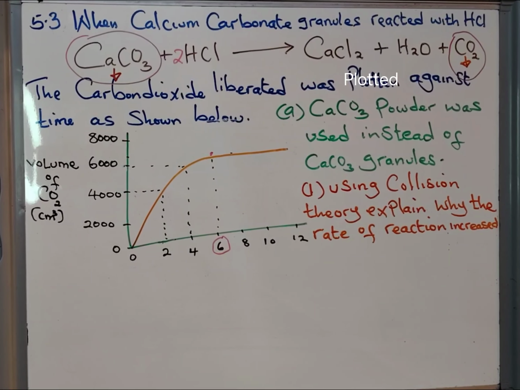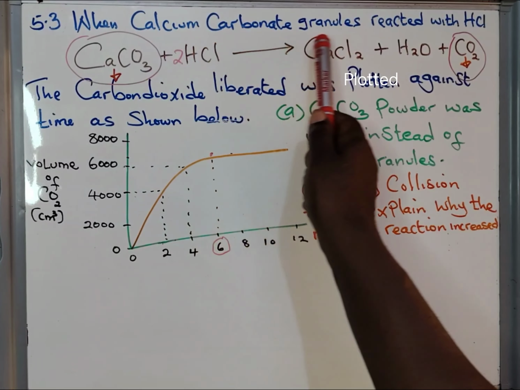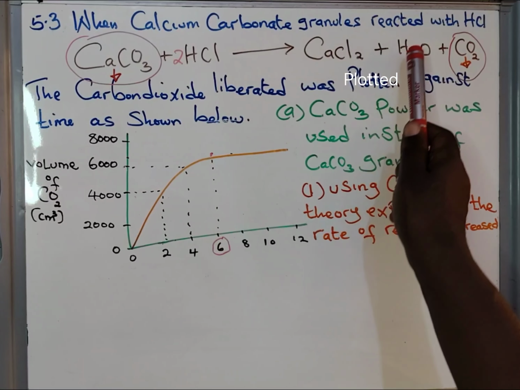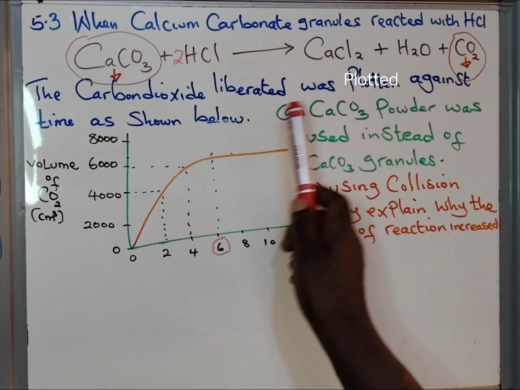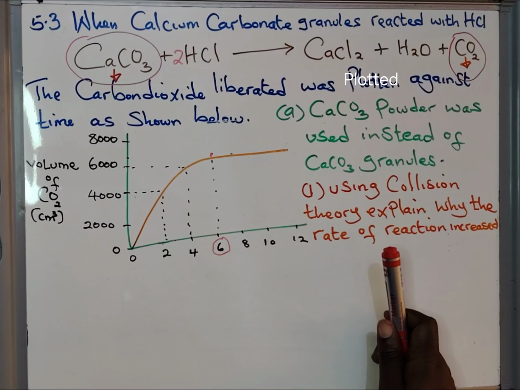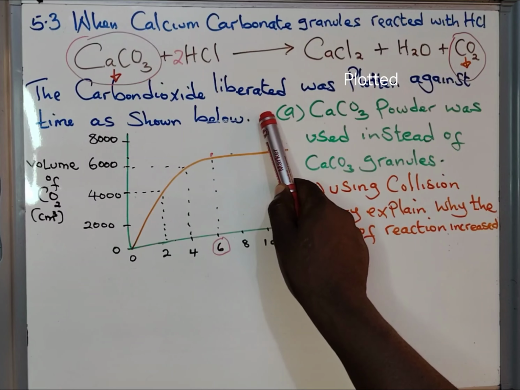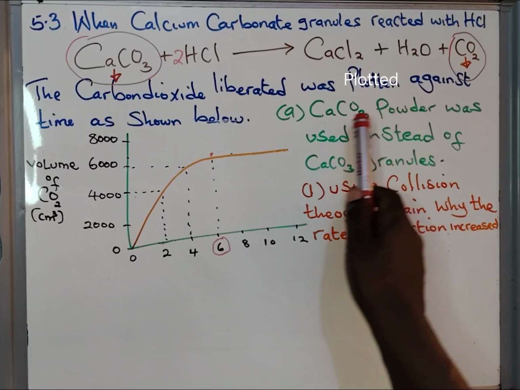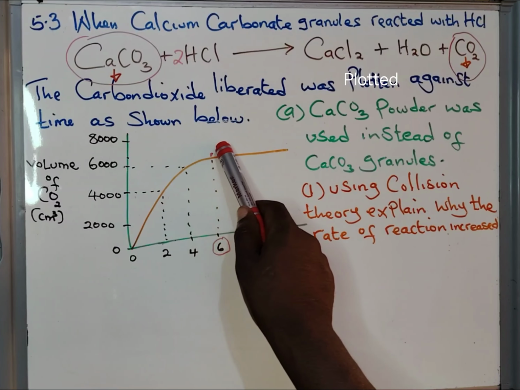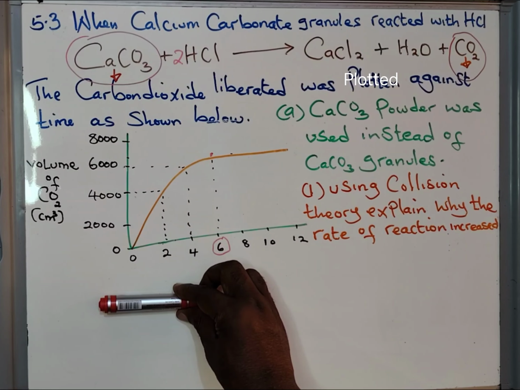Today we are looking at this question. It says that when calcium carbonate granules reacted with HCl, this happens to be the equation. The carbon dioxide liberated was plotted against time as shown below. So this is the graph we are having.